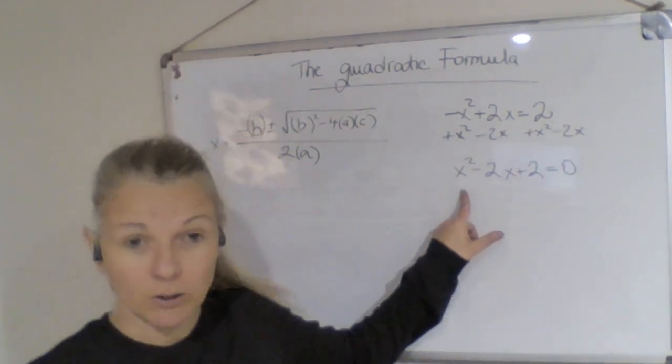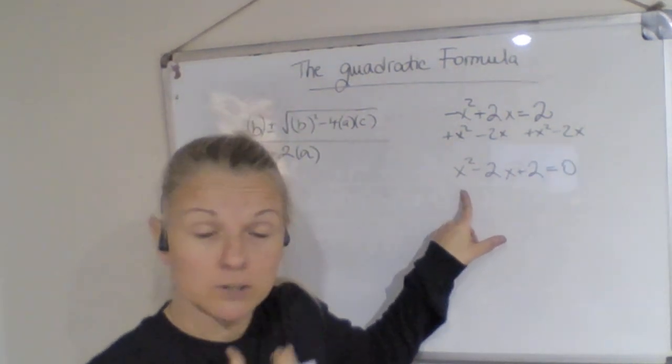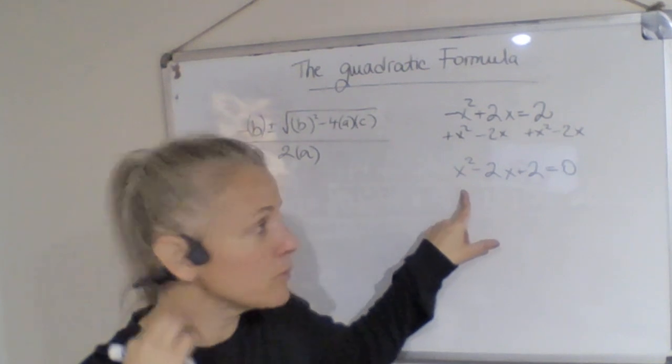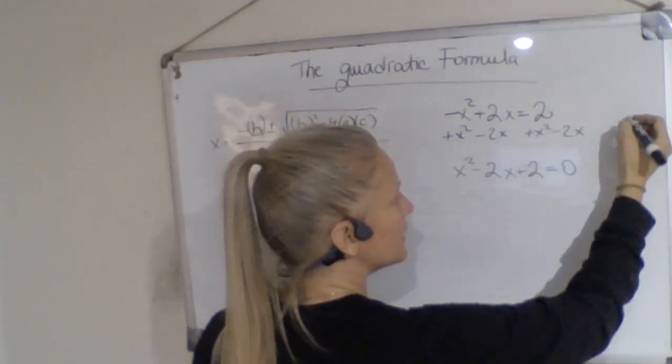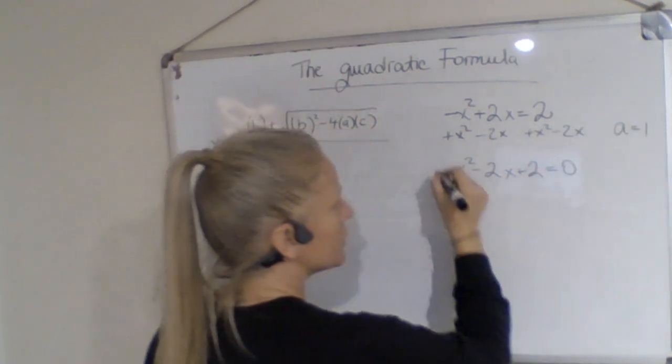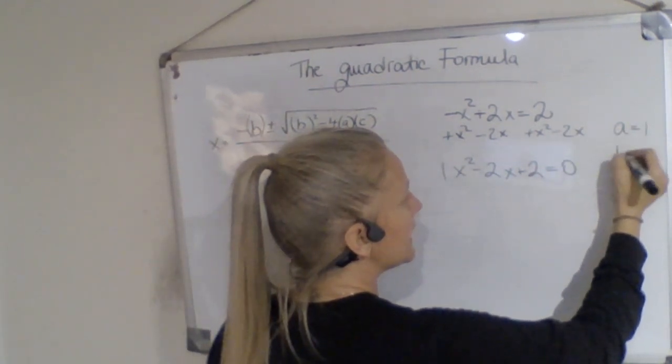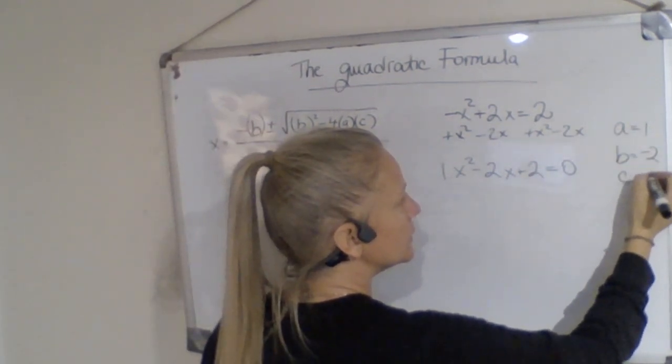I don't like my leading coefficient to be negative. You wouldn't get different results if you keep it negative. You'll get the exact same results. So again, homework, test, define your terms. a is 1, there's nothing in front of it. b is -2, c is 2.